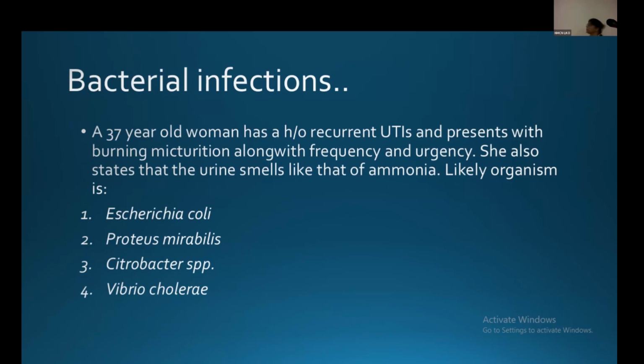So the next question is a 37-year-old woman who has a history of recurrent UTIs and presents with burning micturition along with frequency and urgency. She also states that her urine smells like that of ammonia. What could be the likely organism in this case? Yes, good. In any kind of UTI, Escherichia coli is the most common organism implicated. But since the patient is giving a history of smell like ammonia, we'll go with Proteus.